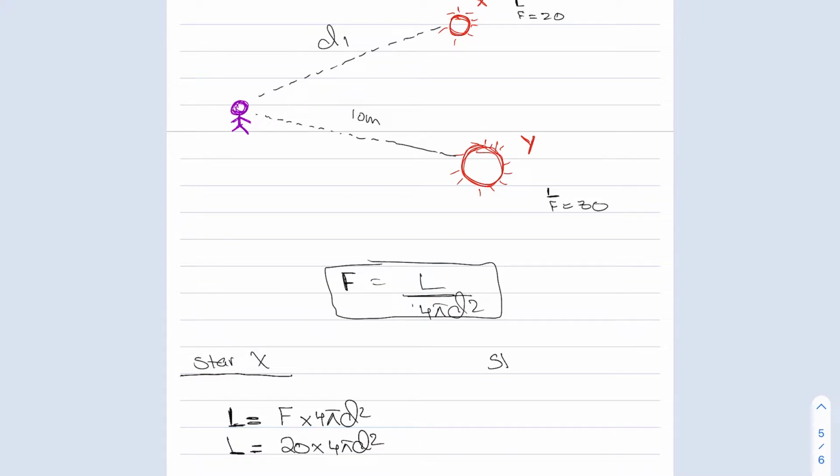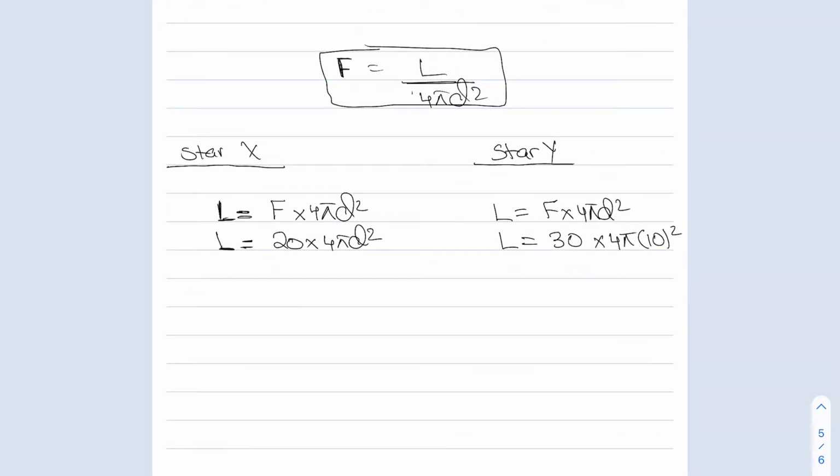And then we'll make an equation for star Y. Again we'll make L the subject, F into 4 pi d squared, and F would hence be 30, but we know the distance to star Y as well, which is 10 meters. So 4 pi into 10 squared, right? Now we'll equate both these equations because the value for L for both of them is the same. So we'll call this equation 1 and we'll call this equation 2. Now we'll equate both these equations.